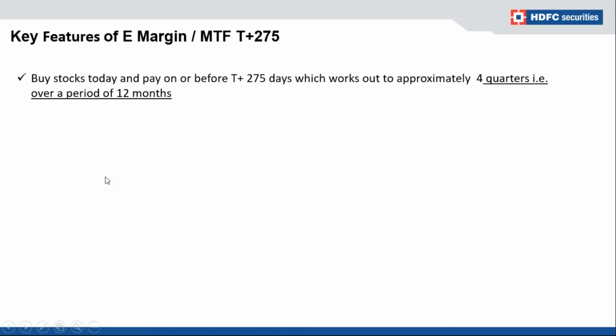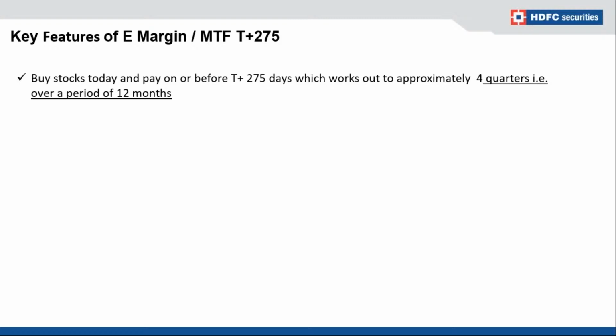So basically, what is E margin? It's a leverage trading facility. So you can create a position under this product that can be squared off or converted to delivery till T plus 275 days, on or before the specific time. The said facility will be available to the customer by agreeing to the terms and conditions of E margin over the period of 12 months, right?